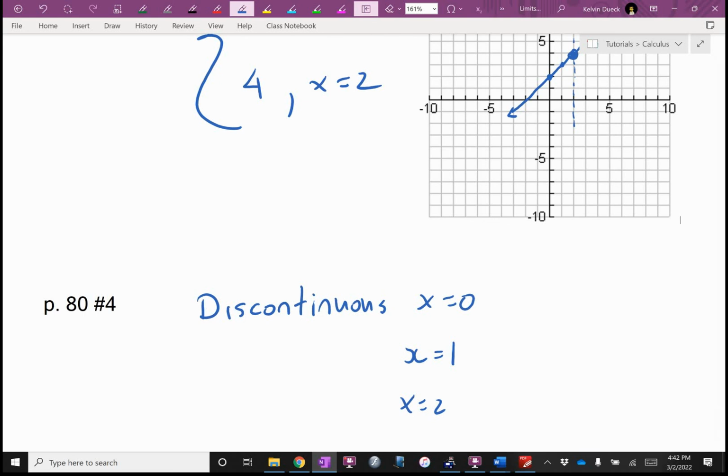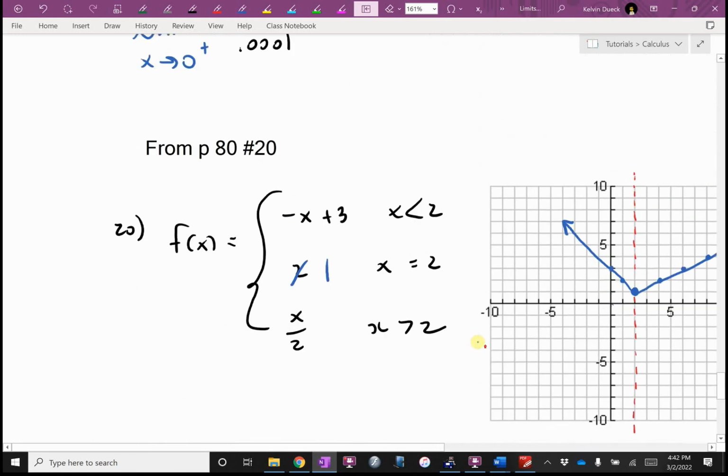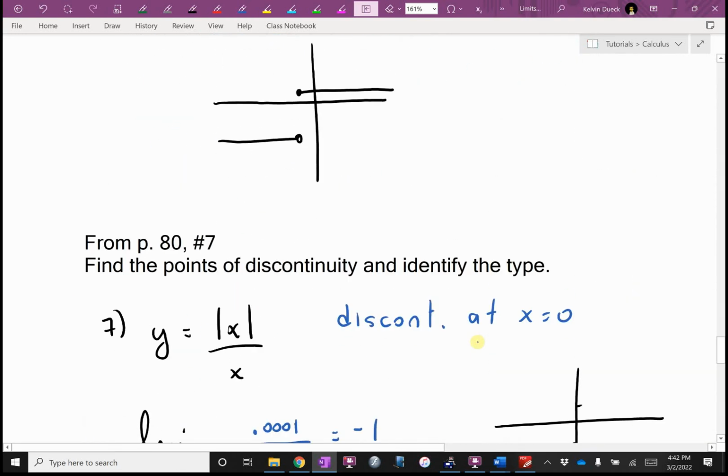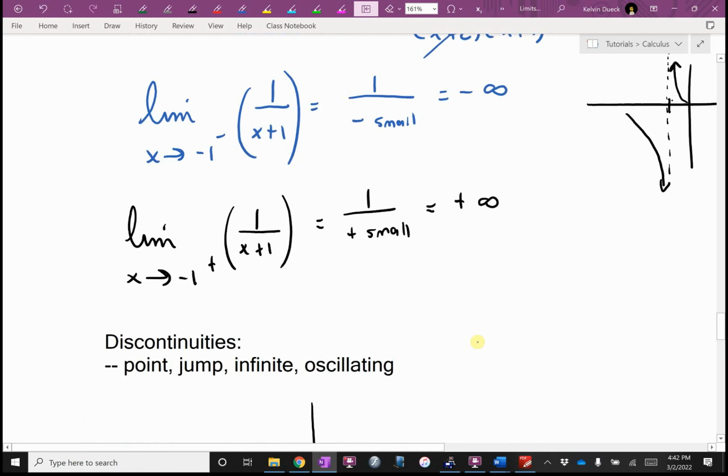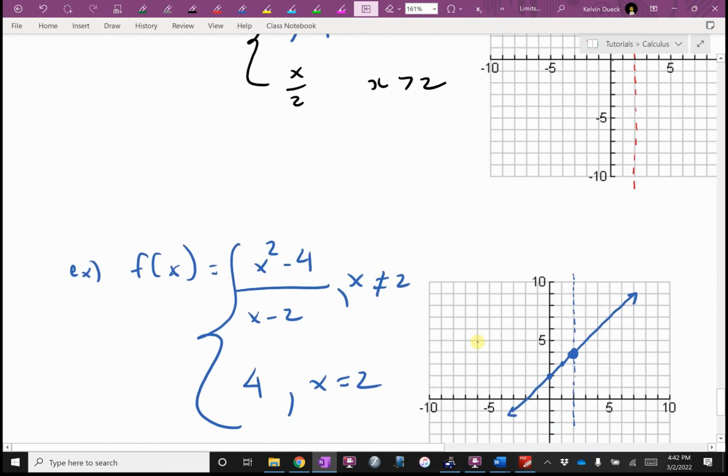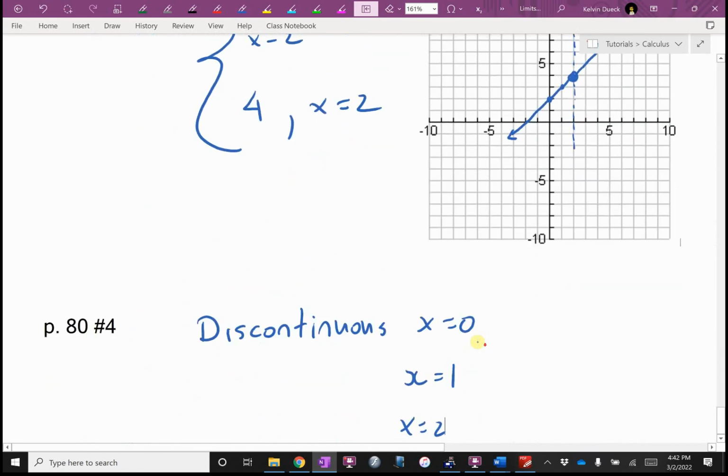Discontinuity there. At x equals 0, that's a jump discontinuity. At x equals 1 and x equals 2, it's a point discontinuity. I don't see any infinite discontinuity. There's nowhere that shoots off to infinity. I don't see any oscillating discontinuities. Is that all right? Yeah?